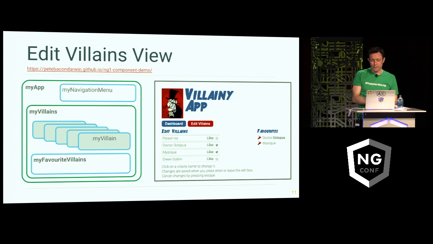There's a My Navigation menu, which is just a simple presentation view. It just shows the buttons for navigating. But interestingly, you've got this list of My Villain components. These are presentation components. They don't know anything about where the data is coming from. My Villains is responsible for getting that data and binding it up to the villain component.